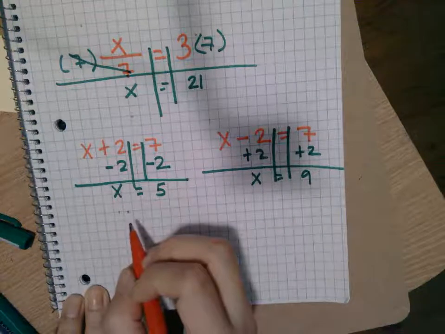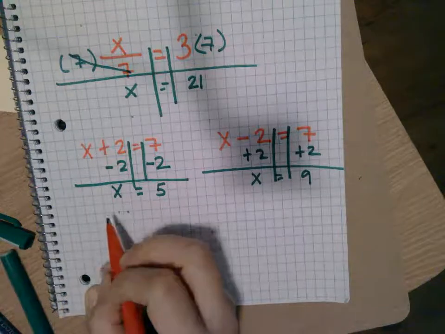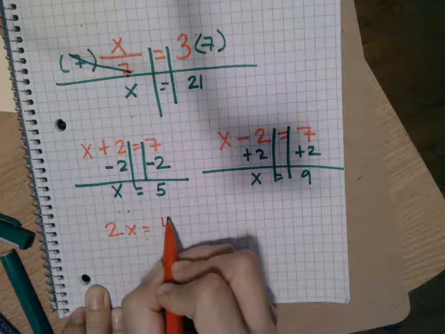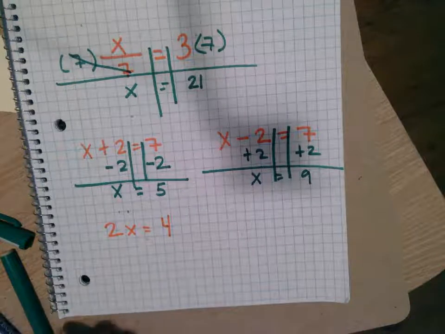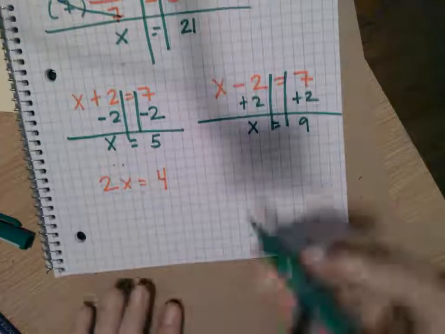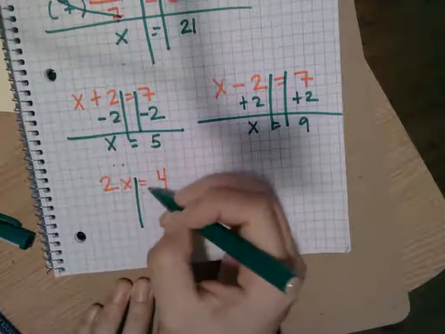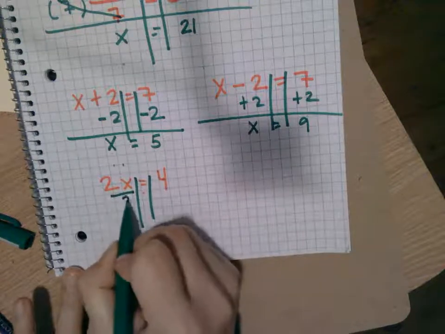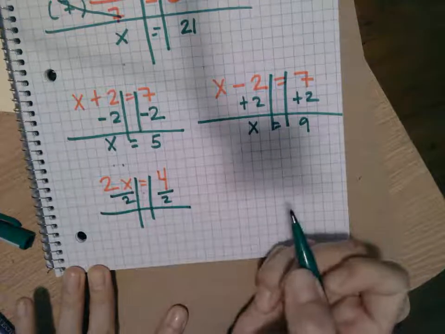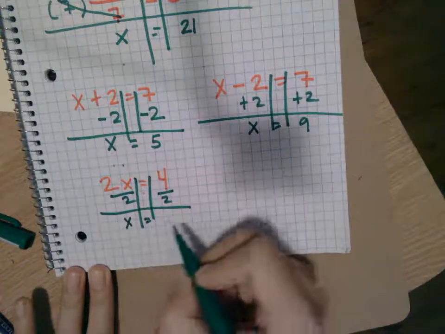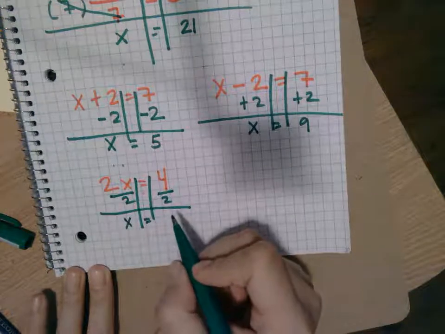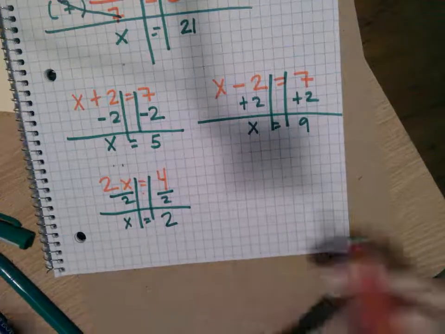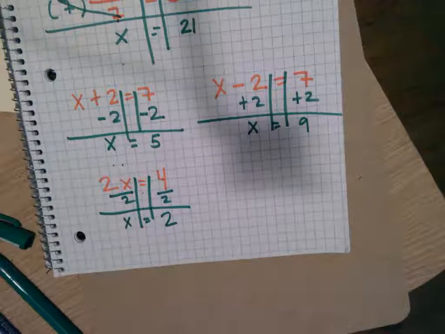All right, what if it's, let's say, 2x equals 4? Now what do I do? 2x equals 4. How do I move the 2? You divide by 2 on both sides. Excellent. So what is x equal to? 2. Exactly.